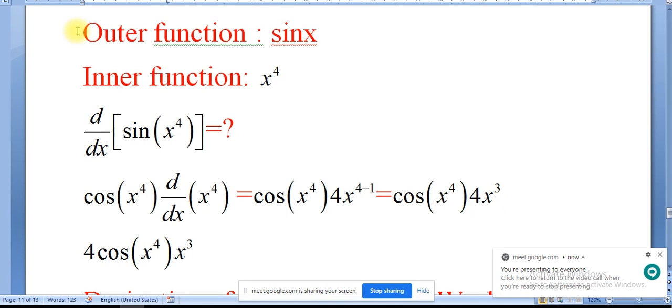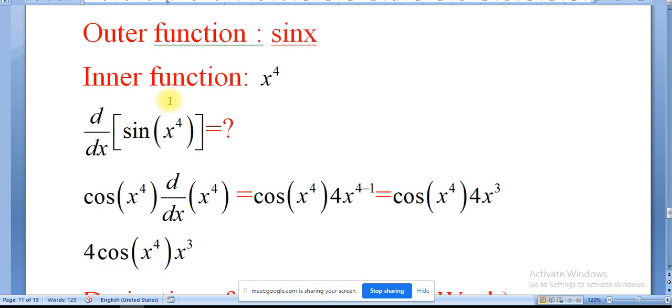Derivatives of composite functions we have started with last time. I will take the same example which I had taken last time, just for the students who had not joined that time. Now this is our question: d by dx of sine of x raised to 4, and we have to find the derivative of this.